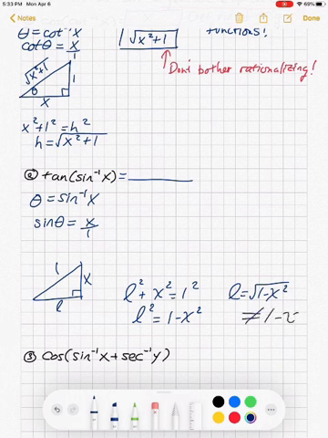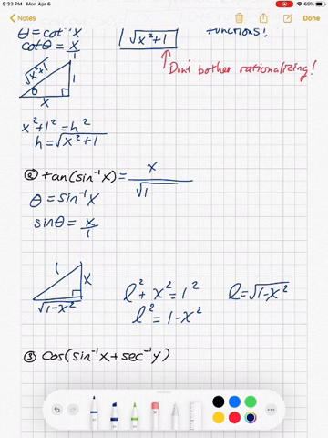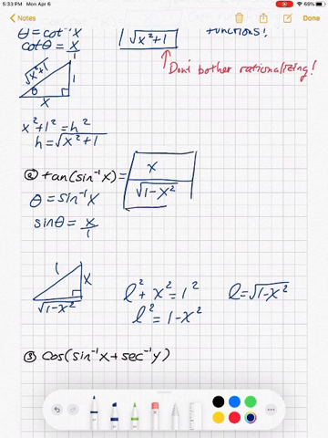Again, I cannot separate that like so. That would not be correct. Okay, so instead, I'm going to leave that like so. And then what do I need here? I need tangent. So that would be x over root 1 minus x squared. Again, I wouldn't bother rationalizing.